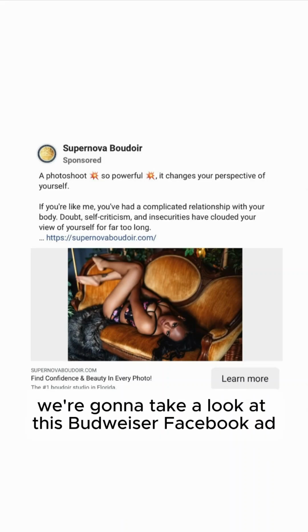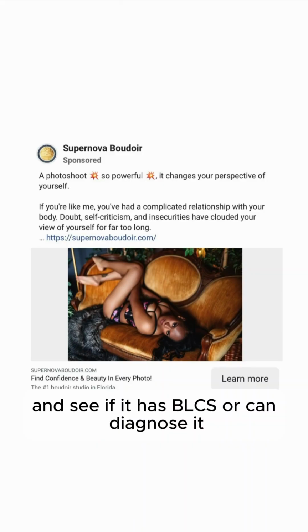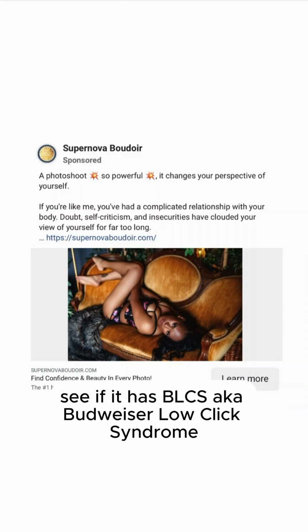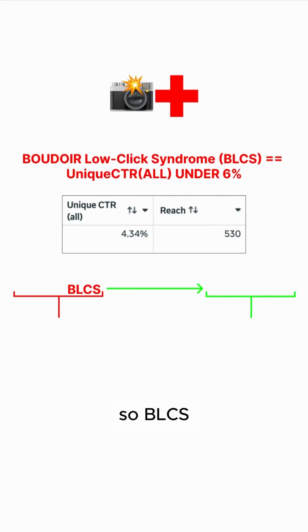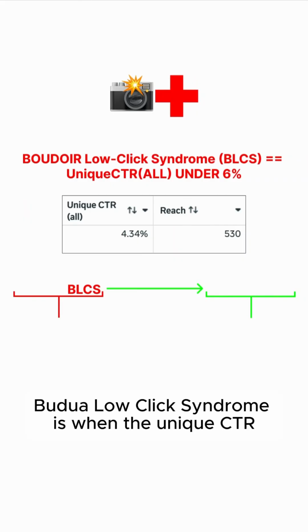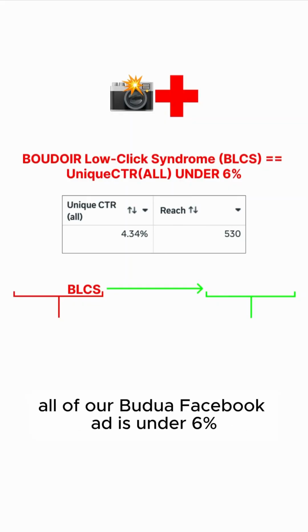All right, y'all, we're going to take a look at this Boudoir Facebook ad and see if it has BLCS. We're going to diagnose it, see if it has BLCS, aka Boudoir low click syndrome. BLCS is when the unique CTR on our Boudoir Facebook ad is under 6%.